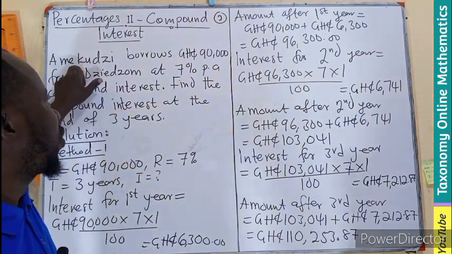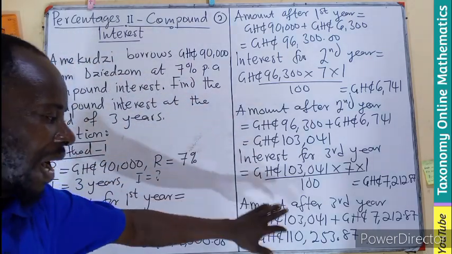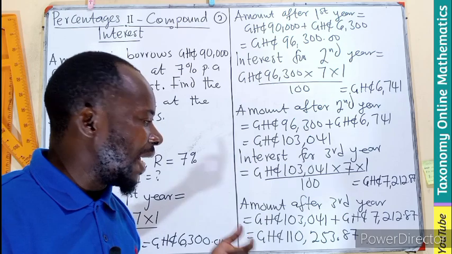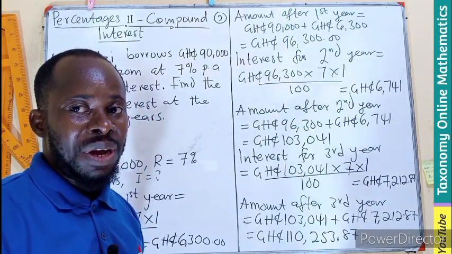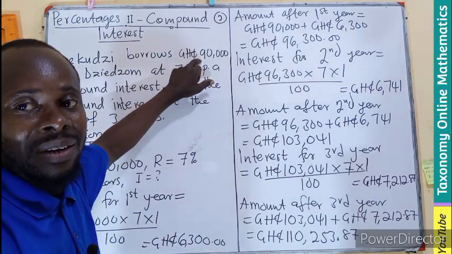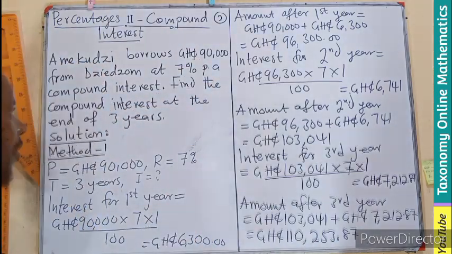Who is going to pay? Jejon Amekuji is going to pay what? 110,253.87. But we are looking for the interest that this money generated or accrues. That is our concern. So let's find the interest for that.